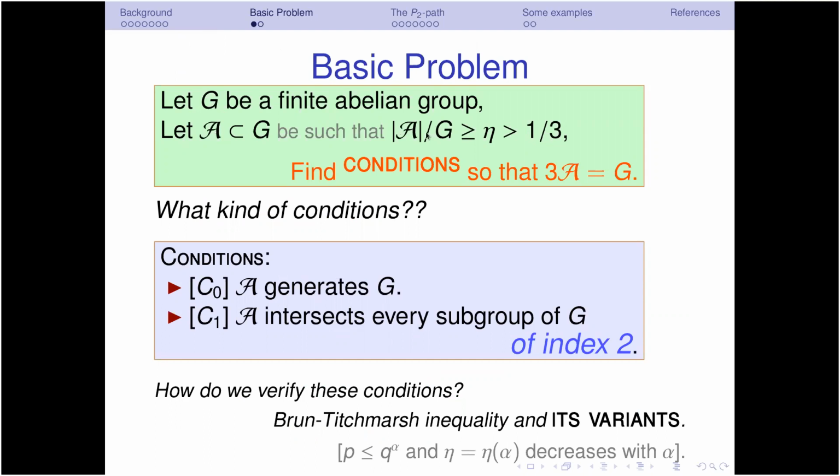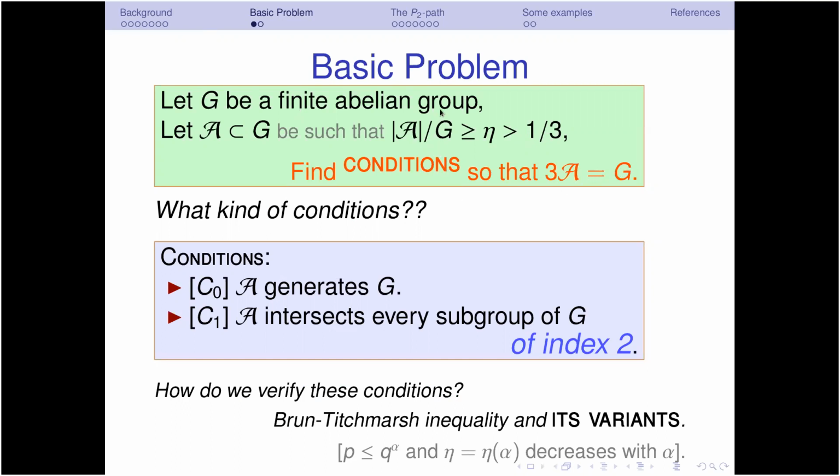Is a subset so that |A|/|G| is larger than eta, which is larger than 1/3. And if you were in Z, it would be enough to ensure that 3 times A is G. And you want to find conditions so that 3A equals G. And so what are the conditions you have?